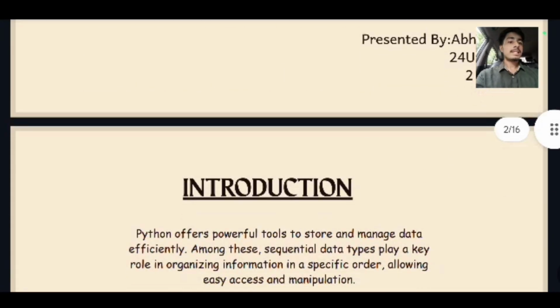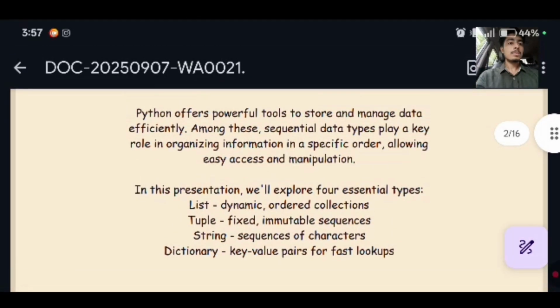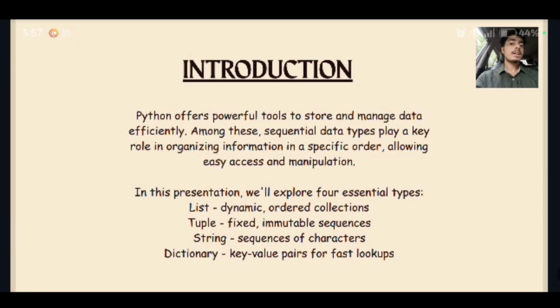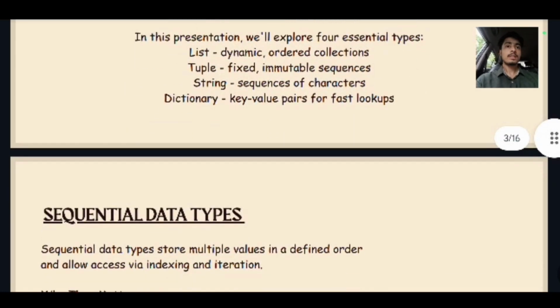So let's move to the introduction. Python offers powerful tools to store and manage data efficiently. Sequential data types help us organize information in a specific order, making it easy to access and manipulate. In this presentation, we will explore 4 essential types: list, tuple, string, and dictionary.